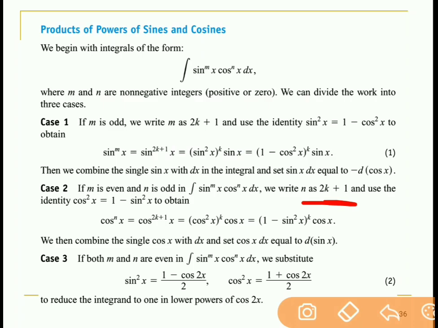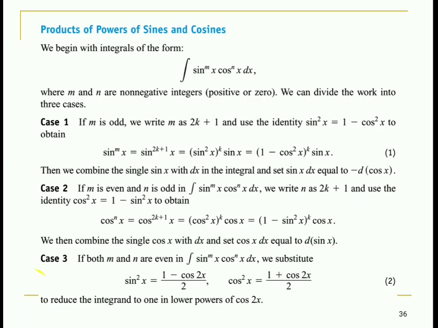Second case, suppose m is even and n is odd. Here n is the odd number, so cos x raised to the power n can be converted into an even power of cos x into cos x. So it will be converted into cos square x raised to k into cos x. Using the identity, cos square x can be written as 1 minus sin square x raised to k into cos x. Also, cos x into dx can be written as the derivative of sin x.